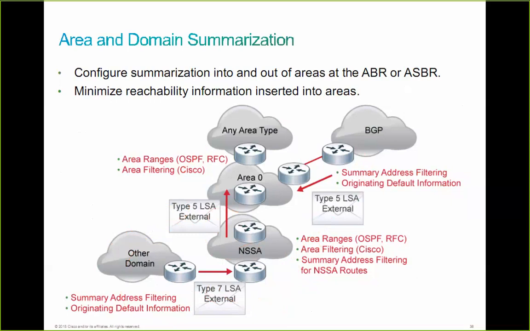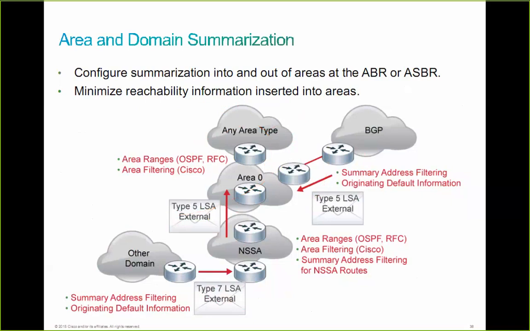What we see here is the ability to provide summary address filtering, default information originate, etc. on these autonomous system boundary routers, okay? And we can do area filtering and area range commands on my internal routers, right? Area range is what I use. Summary address is what I use on my ASBRs to create these summaries. Area range is what I use on my ABRs to create the summaries.